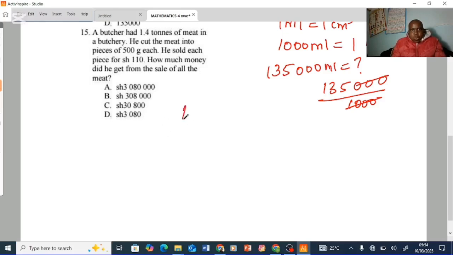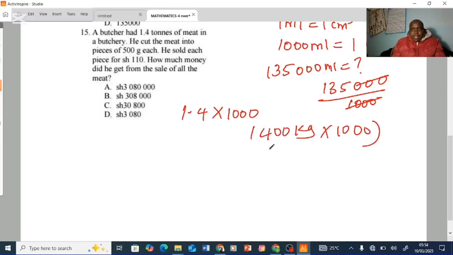So, 1.4 tons times 1,000. Let's change that into kilograms. So we will have 1,400 kilograms. Now we multiply by 1,000 again to change it into grams. Now this one is grams. So we will have 1,400,000 grams. Right? Now there you divide by 500.